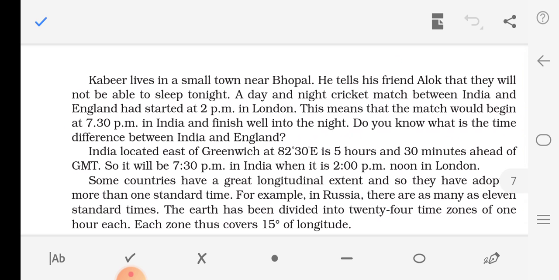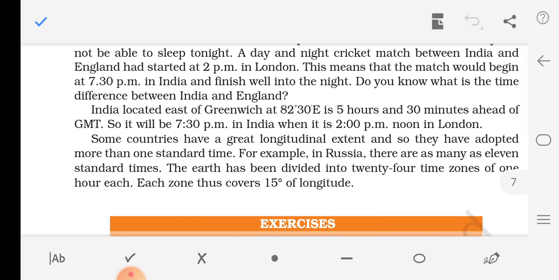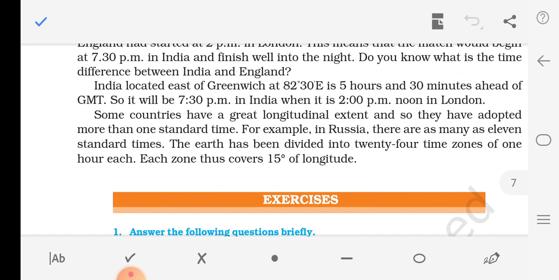Do you know what is the time difference between India and England? India, located east of Greenwich at 82.30 east, is 5 hours and 30 minutes ahead of GMT. What is GMT? Greenwich Mean Time. So it will be 7:30 p.m. in India when it is 2 p.m. noon in London.